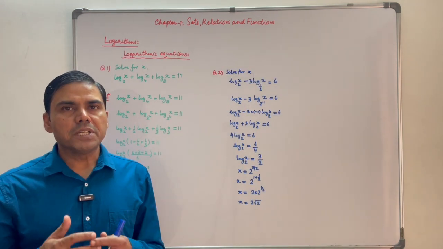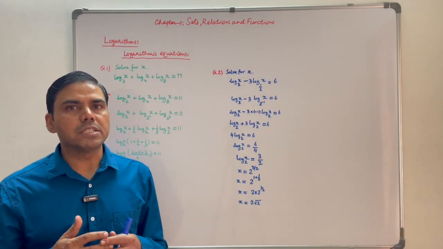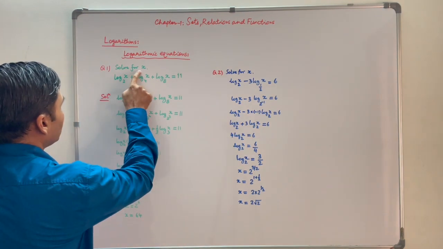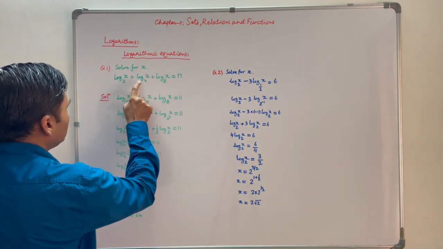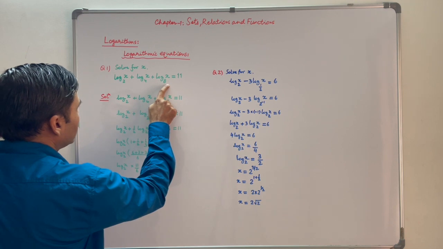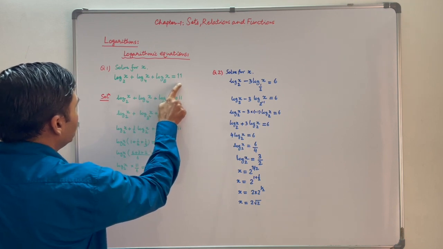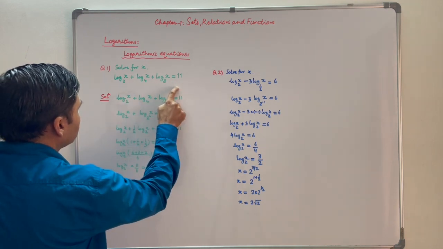Now let us see a couple of questions based on logarithmic equations. First question, solve for x. Log x to the base 2 plus log x to the base 4 plus log x to the base 8 is equal to 11. First step is to make the bases same.